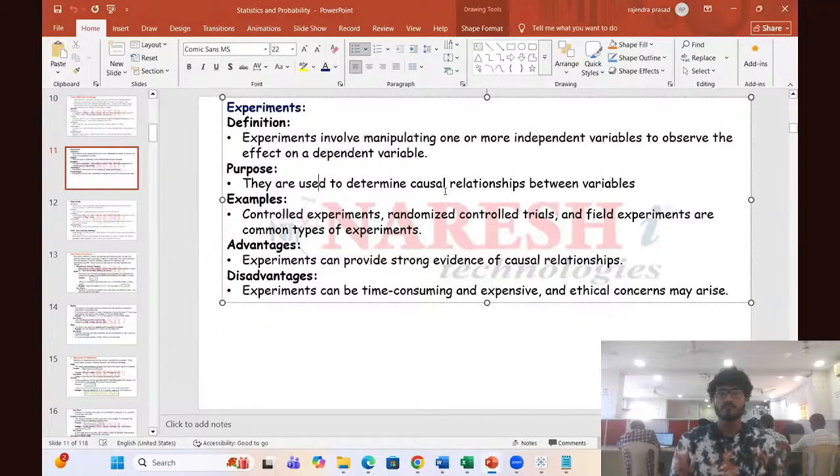Don't worry, again we'll discuss correlation and regression separately. Clear? So this is our example. Controlled experiments, randomized controlled trials, and field experiments are the common types of experiments. See the advantages.